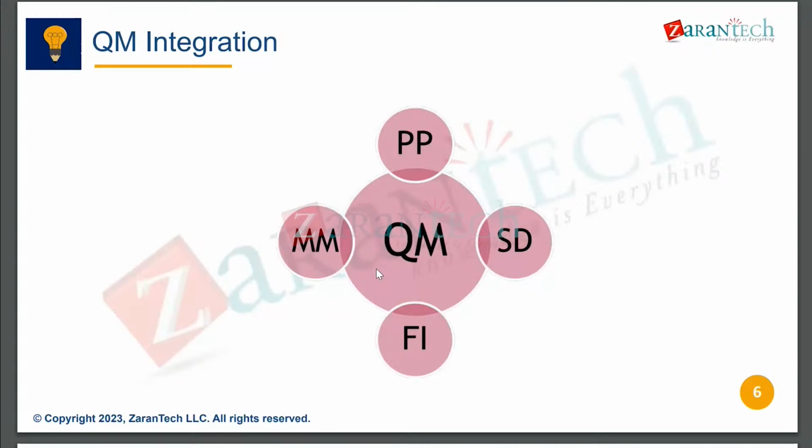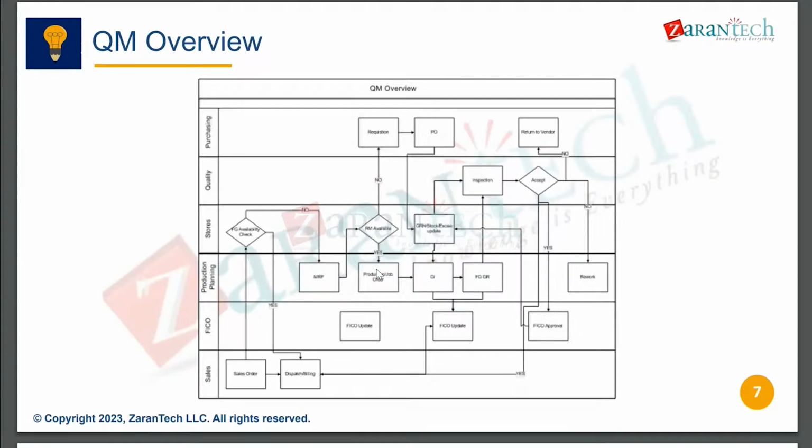Okay, clear? Any doubts here? No. Okay, so this is some overview. Whatever we discussed, this is also a typical QM overview where QM is integrated with other modules, and how the entire process will happen. This is the end-to-end flow. Actually, I have given one flow.